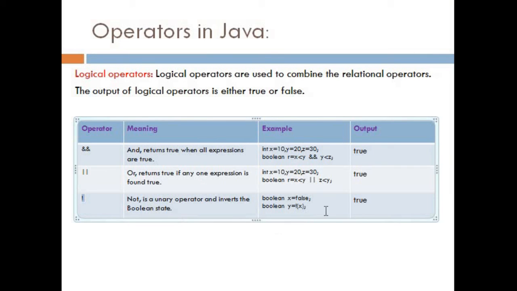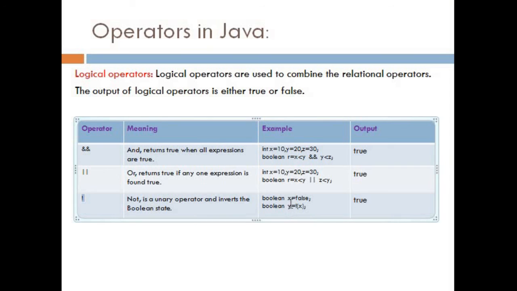Now take the case of this example. The first statement declares a boolean variable x whose value is false, and the second statement declares another boolean variable y, and the value assigned to it is equal to exclamation mark x. Since the exclamation mark denotes NOT, the variable y is equal to not of x. Since the variable x holds the value false, not of x will return true, and the value true shall get assigned to this variable y. So the output for this expression is true.